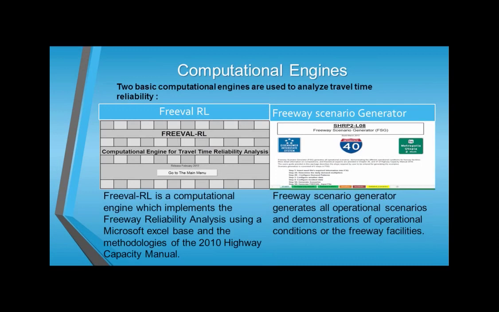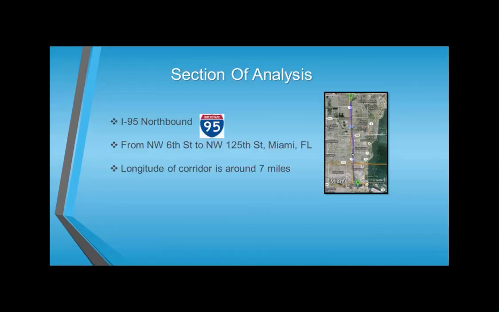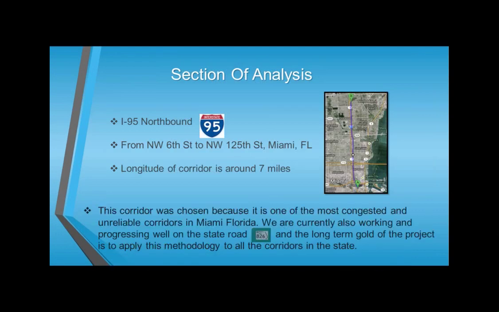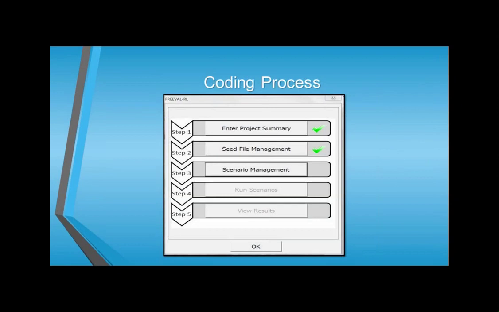For our analysis, we chose to analyze the corridor of I-95, which extends from Northwest 6th Street to Northwest 125th Street, which is about 7 miles. We decided to work with this corridor because it is one of the most congested and most unreliable corridors that we have in Miami. But we are also working and progressing well on State Road 826. And the future goal for the project is to be able to apply the same methodology to all the corridors of the state.